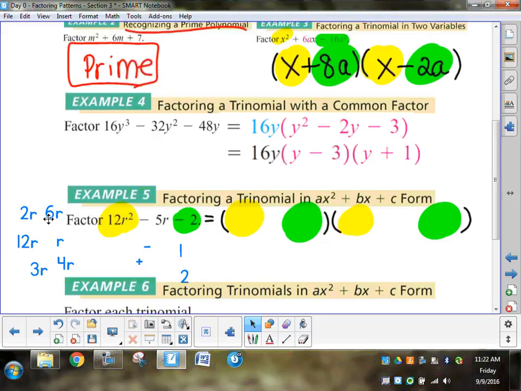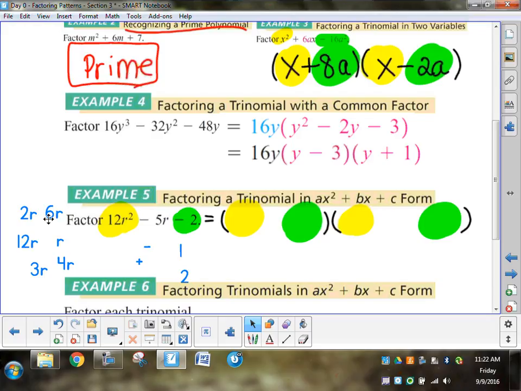24. Are there numbers that multiply to 24 or negative 24 and add to 5? What are they? 8 and 3. So can it be done? Yes. It's not saying you use an 8 and a 3. It's saying is it possible.